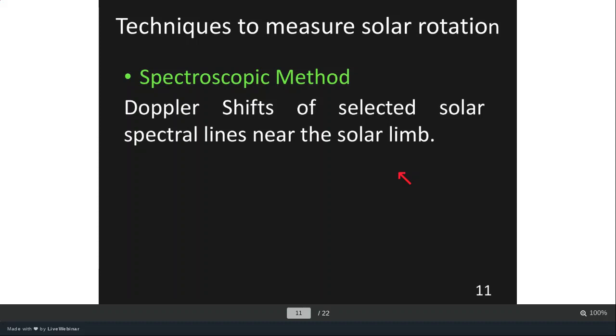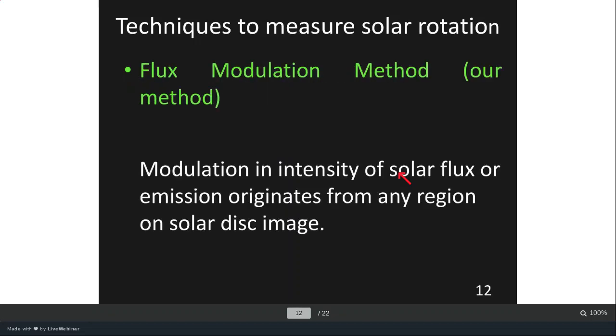This is the spectroscopic method, in which Doppler shifting of selected solar spectral lines near the solar limb can be used. Here, the shifting of the spectrum measures the solar rotation profile. This is one of the advanced methods, the flux modulation method. Actually, we use this method. In this method, modulation in intensity of solar flux or emission originating from any region on the SFD can be used. I will discuss this method in detail in the next slides.